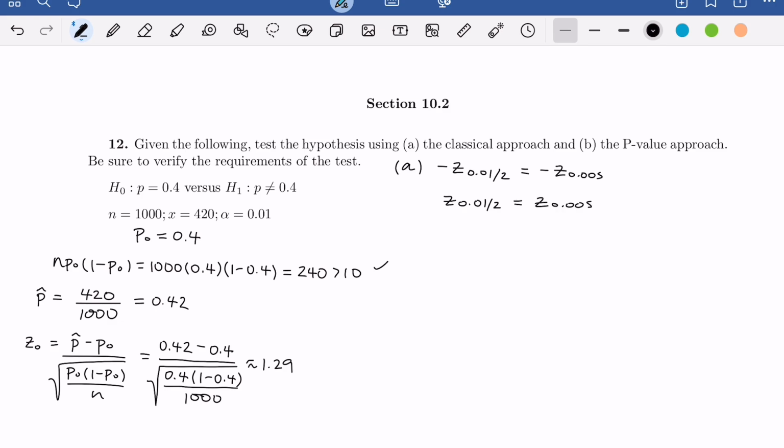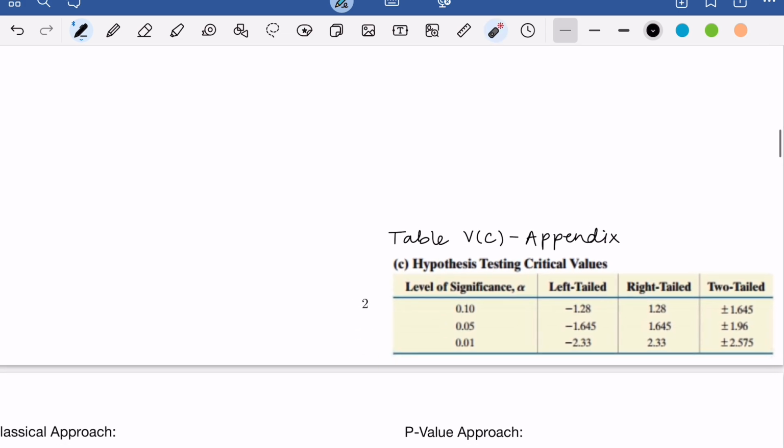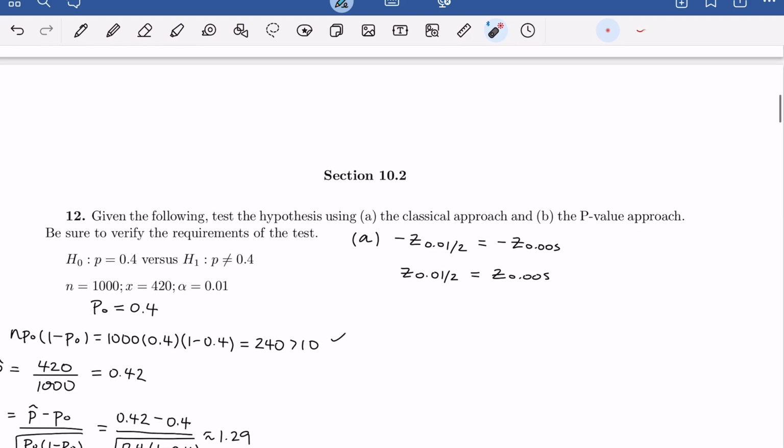All right, and then we can refer to this table from our appendix here. So if our level of significance is 0.01 and we're looking at a two-tailed test, then we're going to get plus or minus 2.575. So this is going to be negative 2.575, and this one's going to be positive.